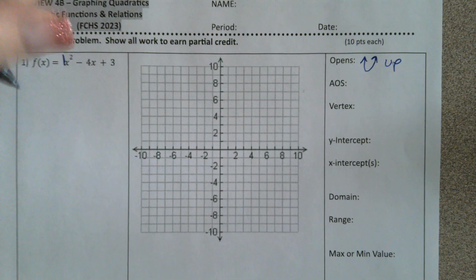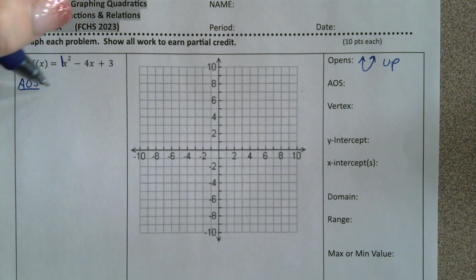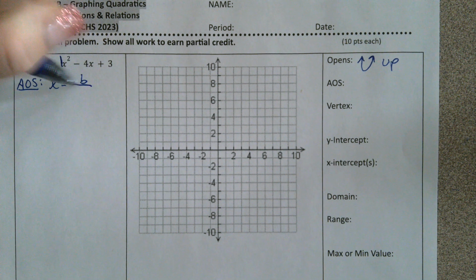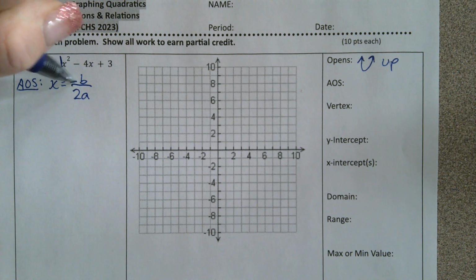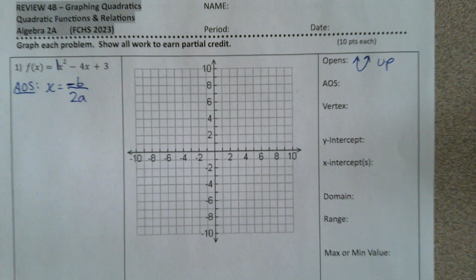Axis of symmetry, AOS. Use an itty-bitty formula to find it. x equals negative b over 2a. Reminder, please write this out. I know that this looks very simple to do in your head, but it's very easy to mess this up.